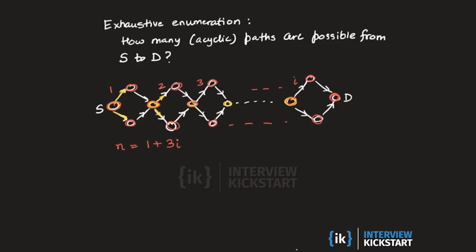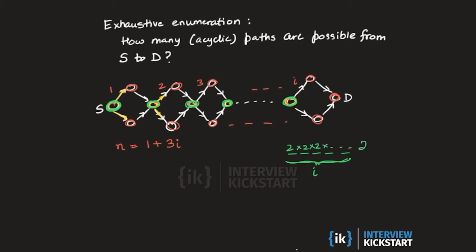So any path from S to D is going to involve making I different choices at these I nodes, each choice being whether to go up or whether to go down. So in how many different ways can we make these choices? We have I choices to make in total. At the first fork we have 2 choices, at the second fork we have 2 options, at the third fork we have 2 options, and so on.